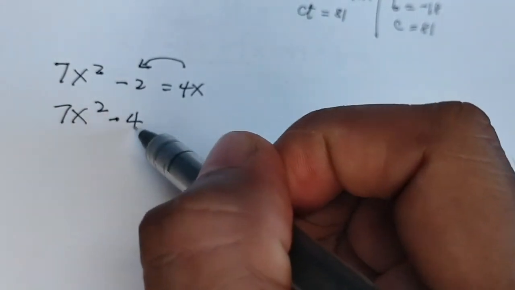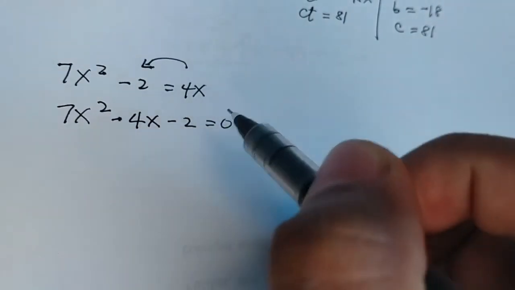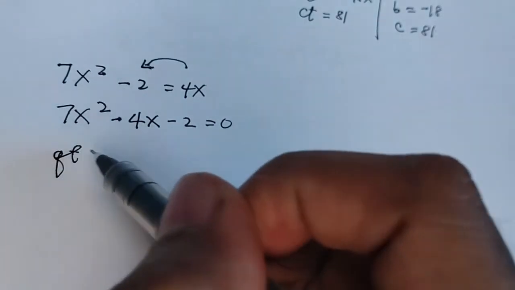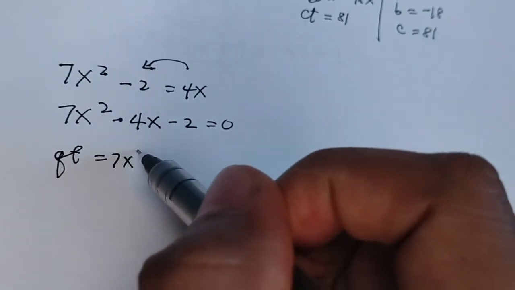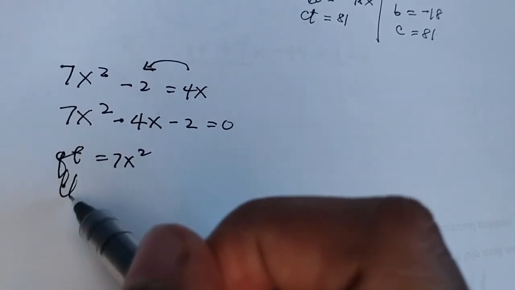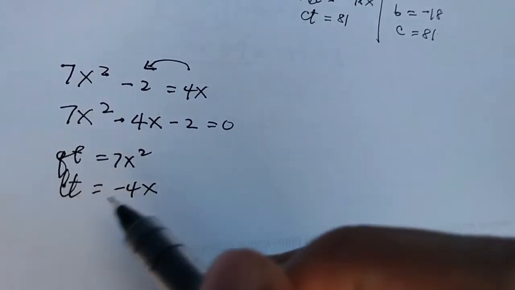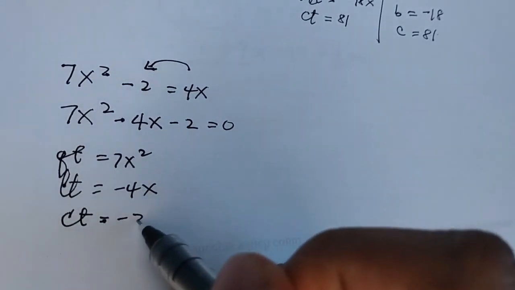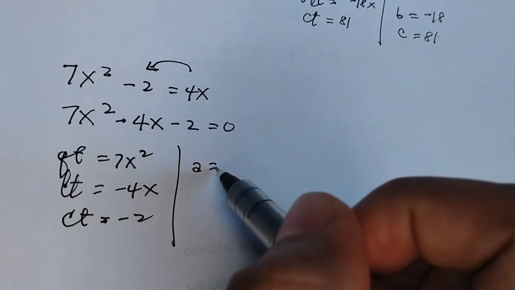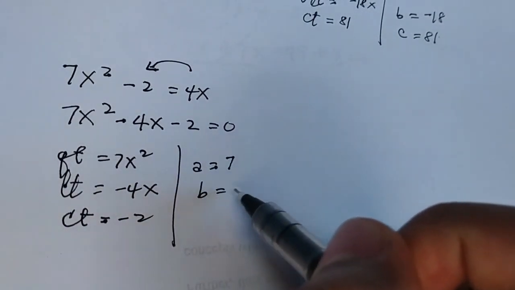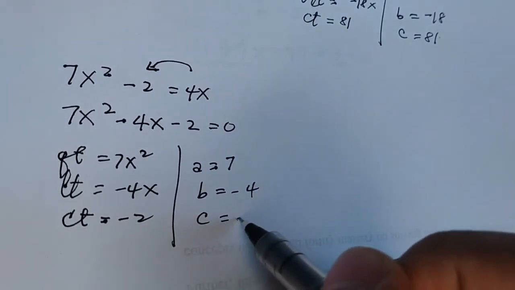Okay, last we have 7x squared minus 2 is equal to 4x. Transpose 4x, it becomes negative 4x. Then nothing is left on the other side of the equation. So the quadratic term is 7x squared, the linear term is negative 4x, and then the constant term is negative 2. With A 7, B negative 4, and C is equal to negative 2.